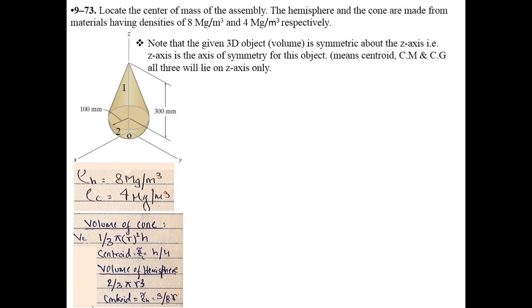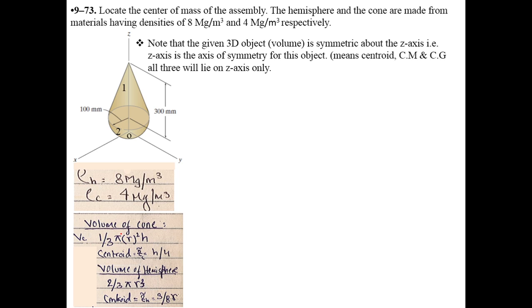So first of all, let us extract some important things from the data given. The density of the hemisphere is 8 megagram per meter cube. The density of the cone is 4 megagram per meter cube. And some formulas are going to be very helpful in solving this problem. For example, the volume of the cone is given by this equation, 1/3 pi r square h.